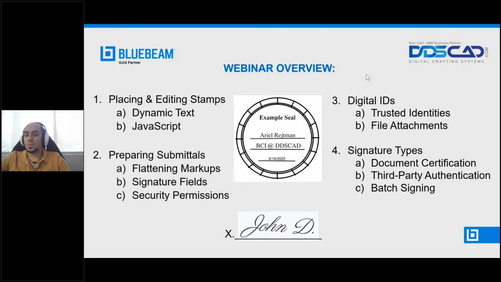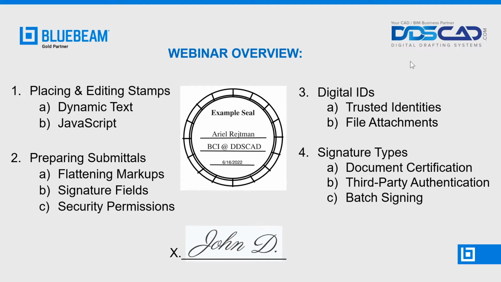We're going to learn about document certification compared to regular signatures, third-party authentication compared to second-party, and batch signing, which is available with Revu Extreme. So let's get right into it. And I'm going to hide my camera for now so that we can see the screen a little bit better. Perfect. All right, I will switch over now to Bluebeam Revu.